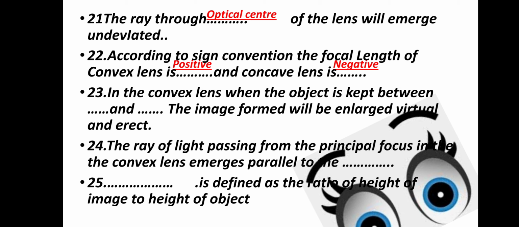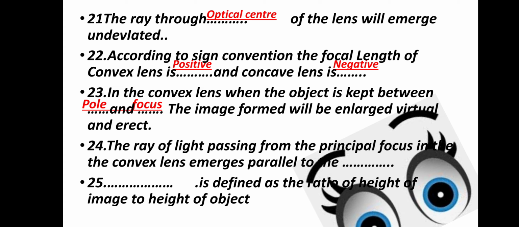Question number 23. In the convex lens, when the object is kept between dash and dash, the image formed will be enlarged, virtual and erect. That is, between pole and focus. When we place the object between pole and focus in a convex lens, the image formed will be enlarged, virtual and erect.